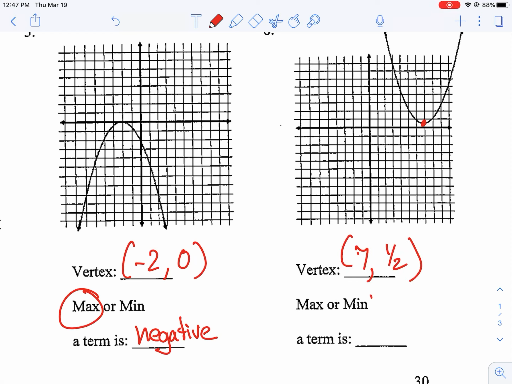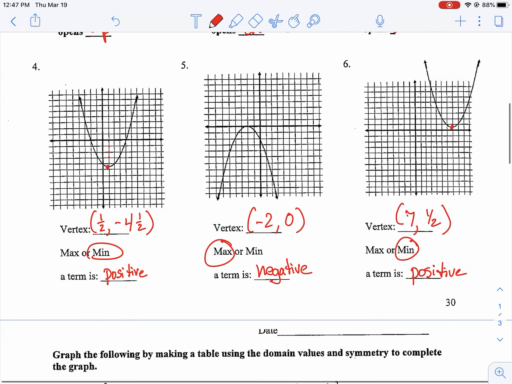And that is a... All right, so we did those 3.